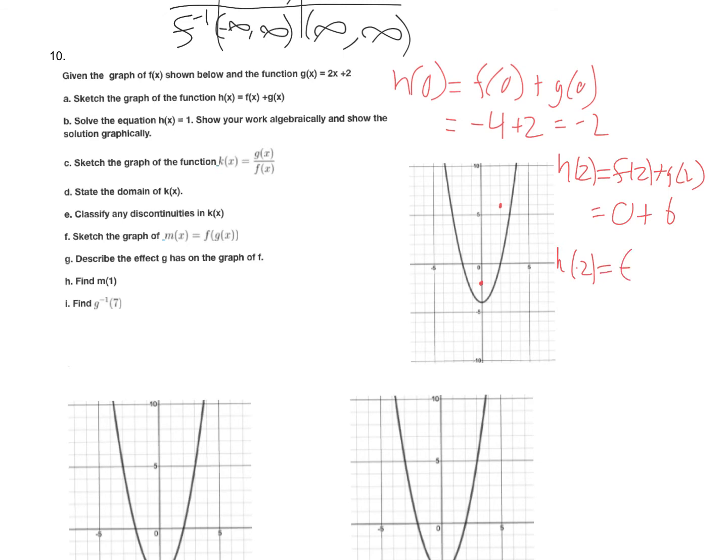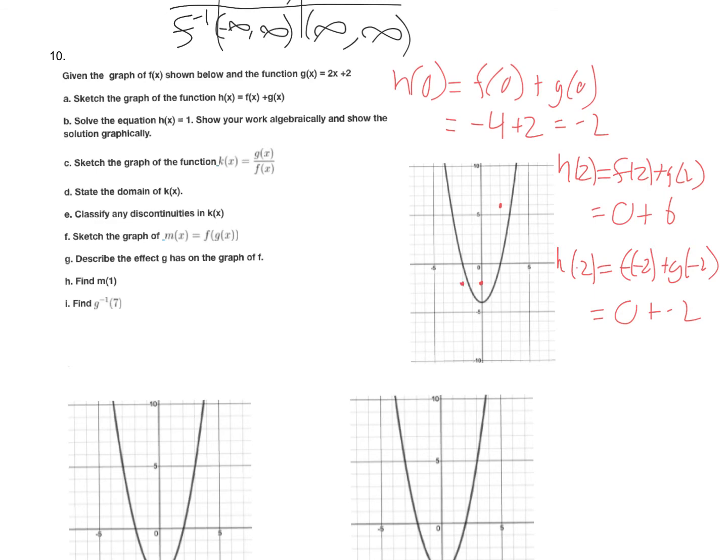f of negative 2 plus g of negative 2. f of negative 2 is 0 again, that's why I picked it. And g of negative 2 is negative 2. So that is negative 2 here.